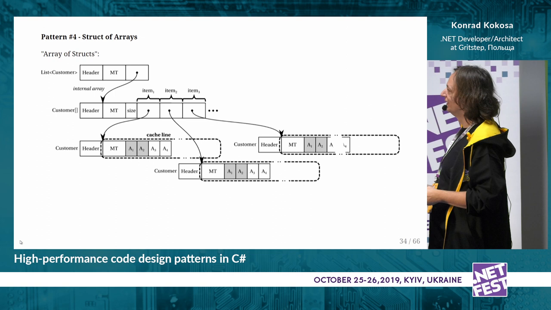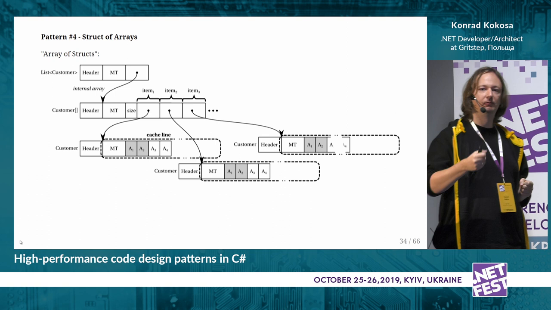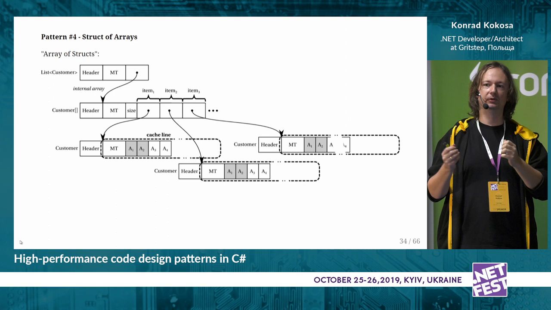And moreover, when the processor accesses memory, it does it in a so-called cache line. A cache line is 64 bytes. So even if you ask for a single byte, the whole cache line is always read from memory. Even if you are asking for a single byte or two bytes, the whole 64 bytes will be read from the memory into the cache.